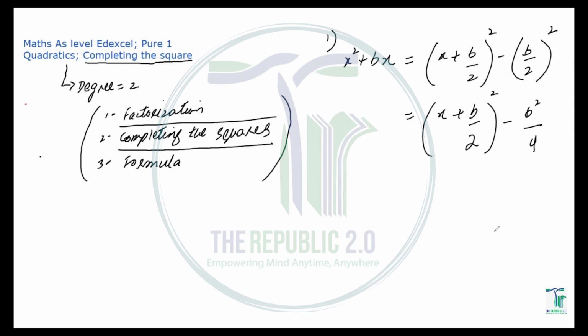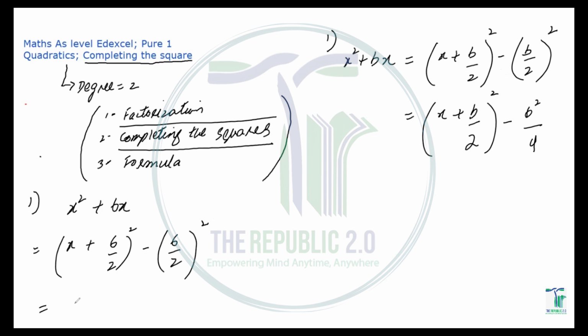Now let me do an example. You've got x squared plus 6x. How can you solve it? You can simply write it as (x plus 6 by 2) squared minus (6 by 2) squared. And you would end up having (x plus 3) squared minus 3 squared, since 6 upon 2 is 3, and 3 squared is 9. So that is how you can get the final answer.